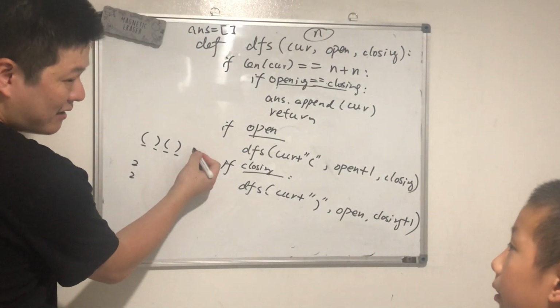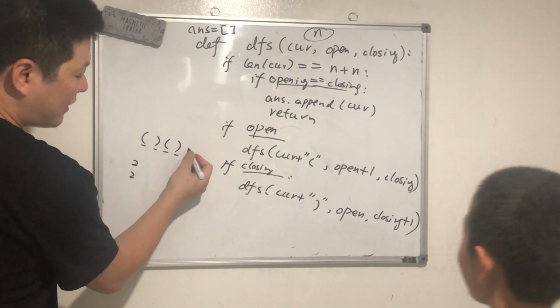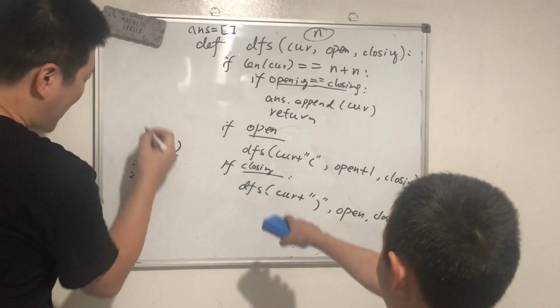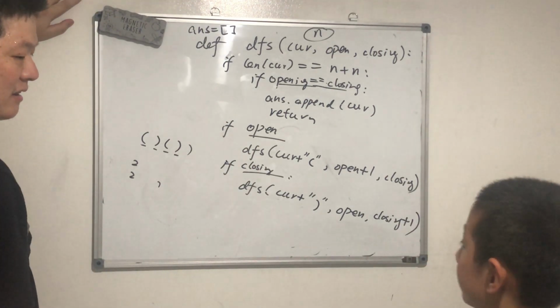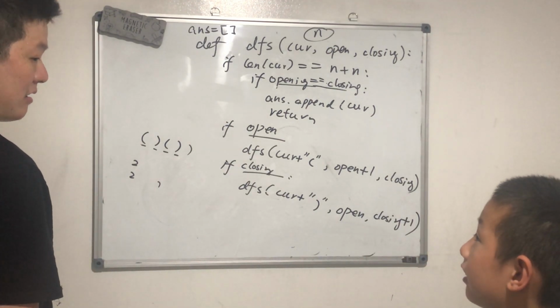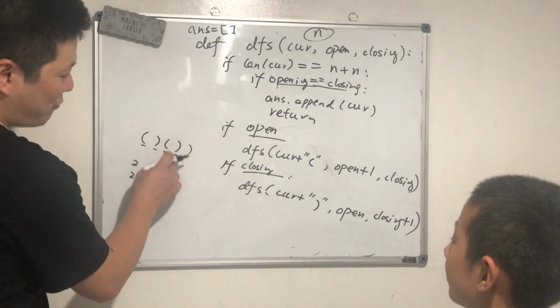No. Why is that? Wait. Can I put a closing? Equal. Yeah. Now opening equals closing, and can I put a closing here? You need to put an opening, right? Yeah. Then I cannot put a closing.